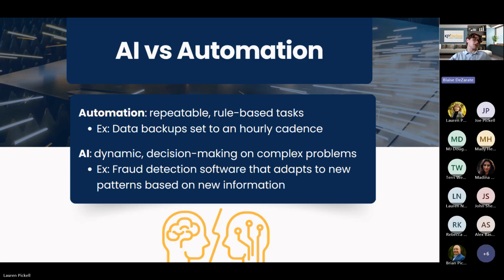AI, by contrast, it learns and adapts. It looks at past data or patterns and it improves over time. So think of a fraud detection system that spots new attack methods without ever having to reprogram it. Both are extremely valuable, but automation frees you from those manual chores while AI tackles problems where the rules are not always the same.